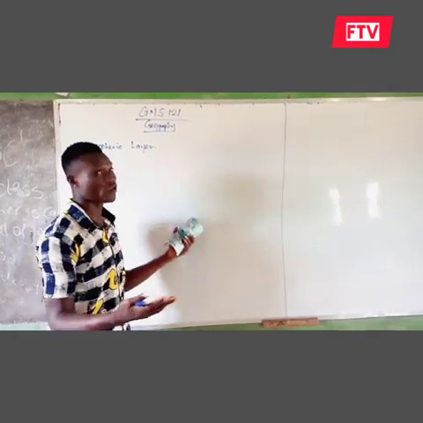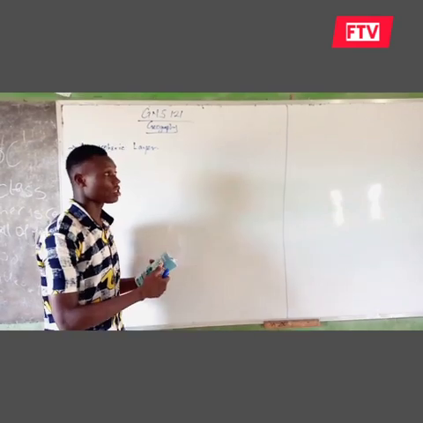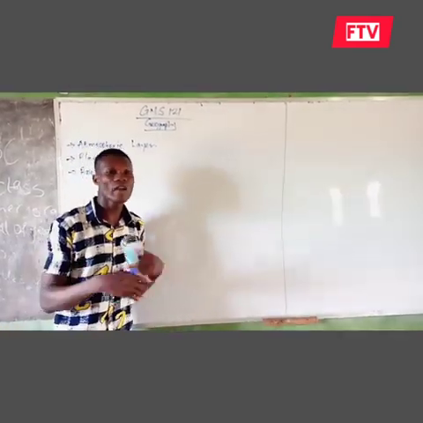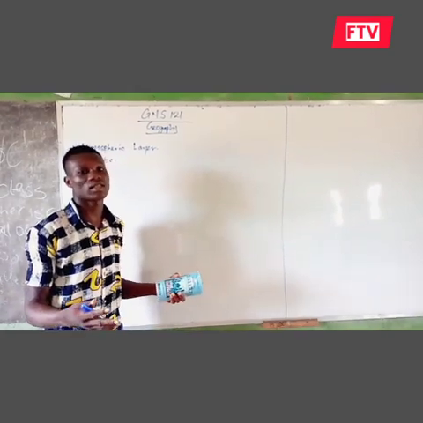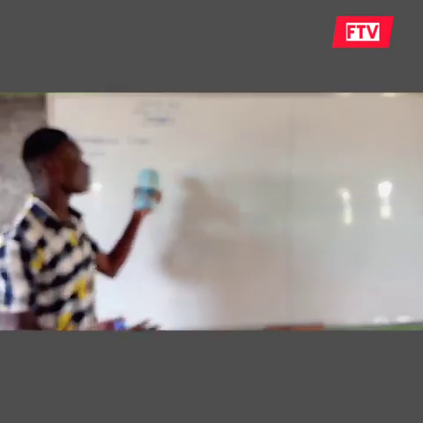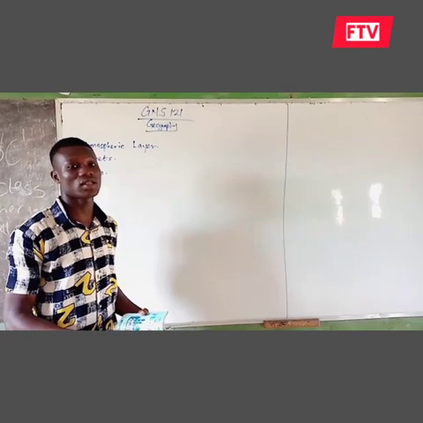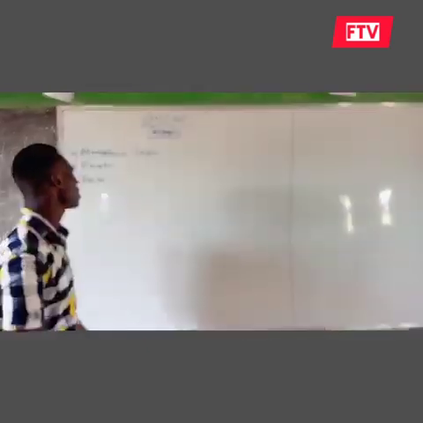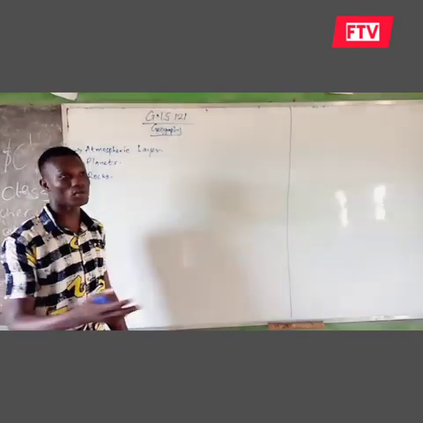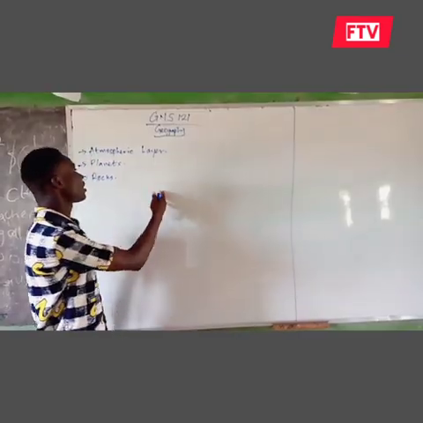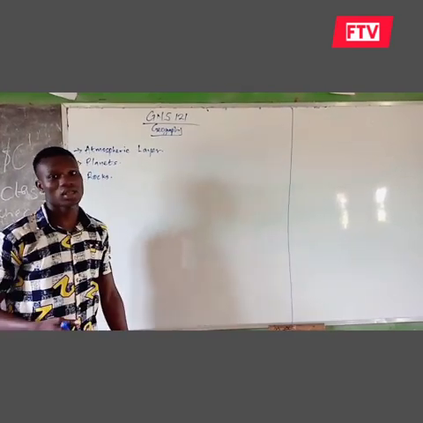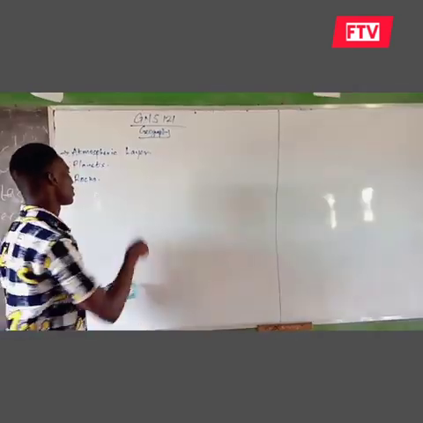And under Philosophy of Science, we're going to talk about the biology aspect, the physics, chemistry, mathematics, and anything relating to science. Today we're going to talk about the geography aspect of it, which is going to be episode one. Under the geography aspect, we have some topics to talk about. The first one is the atmospheric layers, the second one the planet, the third one rocks. Let's start with atmospheric layers.